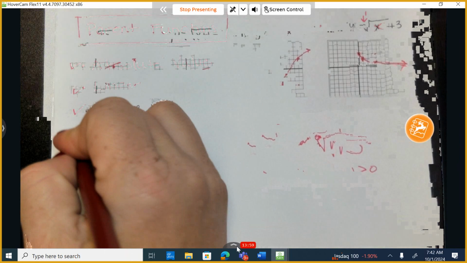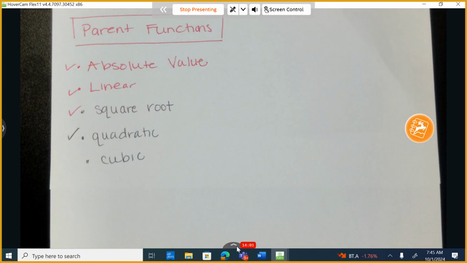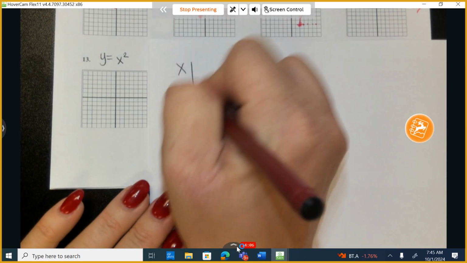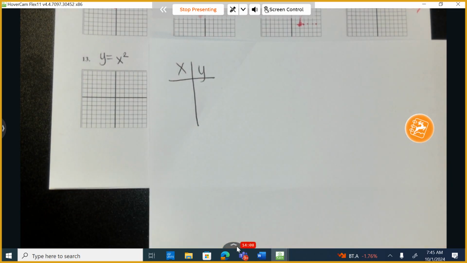Quadratics that you learned about in 8th and 9th grade. So quadratic functions, let's look at the parent function for quadratics. Do me a favor, make your little t-chart. There's no limitations to what we can plug in.